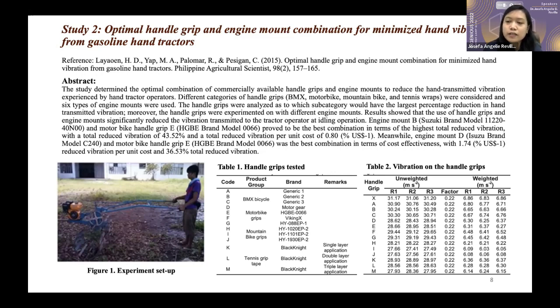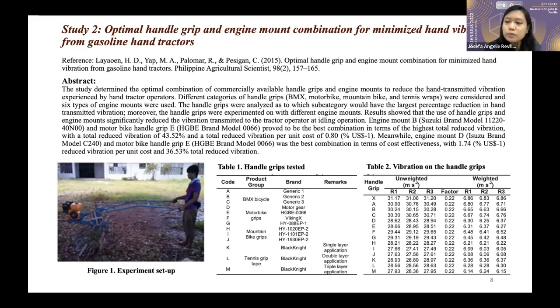So the first task is to collect the vibration on the hand of the subject during control condition, meaning no handle grip and no engine mount were installed during the control condition. Then the vibration during the different combinations of handle grips and engine mounts were recorded.